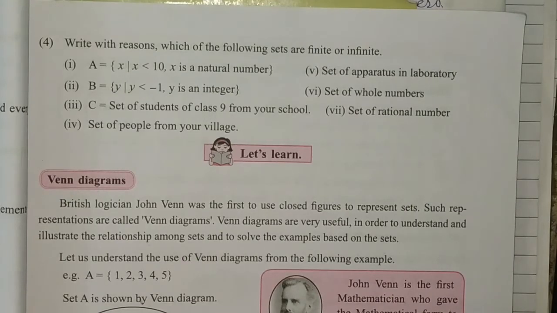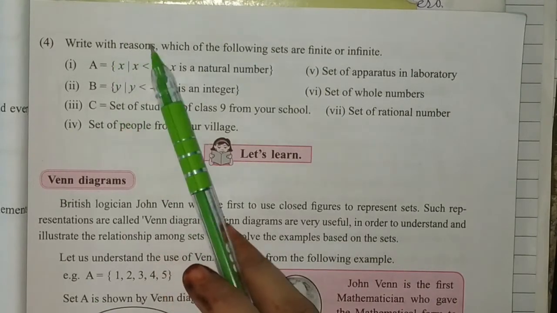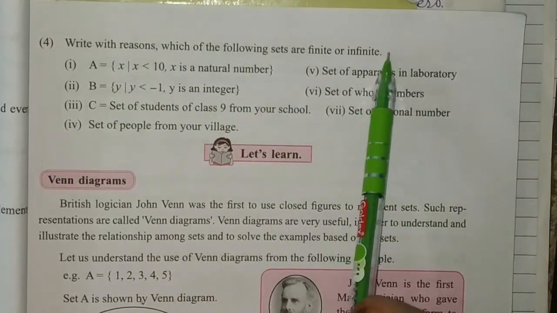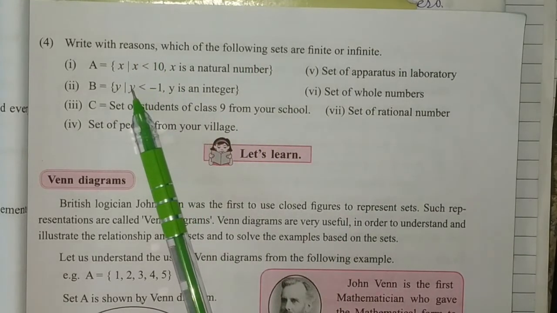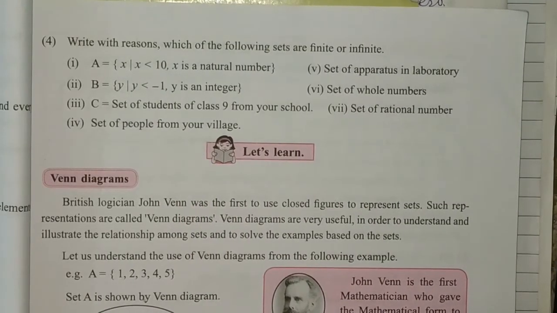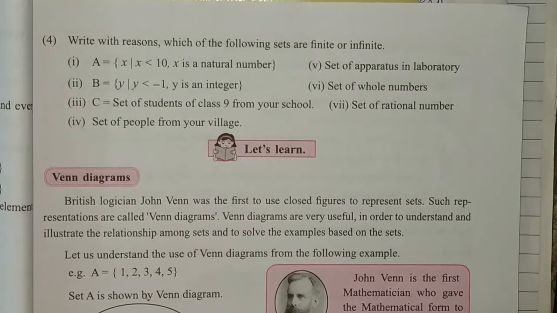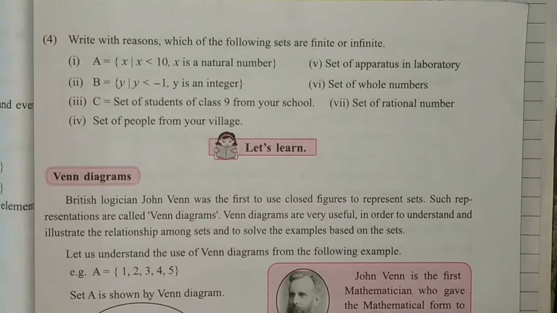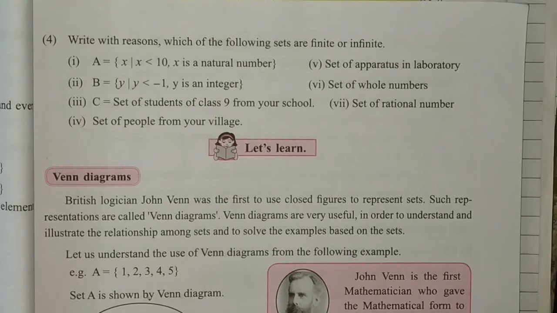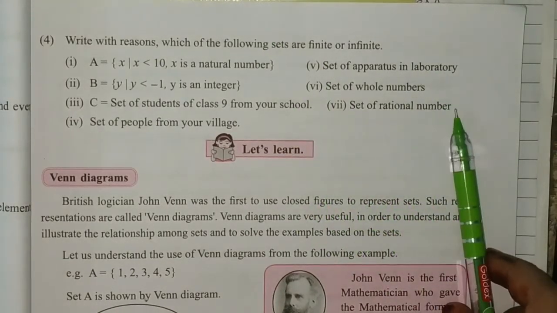Now children, we will move to the next question, question number 4 of the same exercise, Practice set 1.2. Write with reasons which of the following sets are finite or infinite. We know that when the set is finite, we have limited or countable elements in it. If a set is a null set, you can say an empty set, or the number of elements is limited or you can count them, you call it a finite set. On the other hand, if the number of elements in a set is unlimited, where you cannot count, uncountable, the set will become infinite.